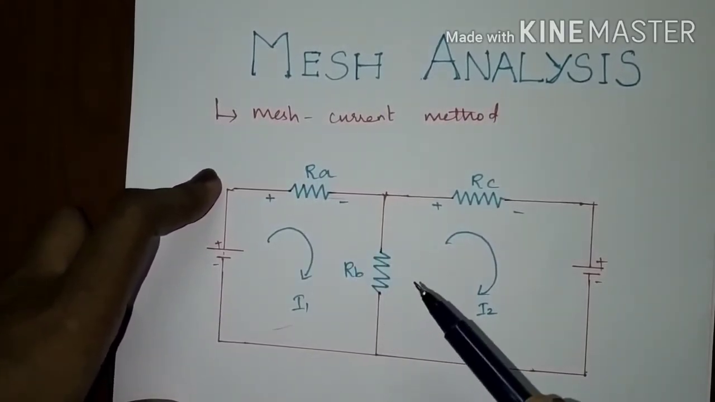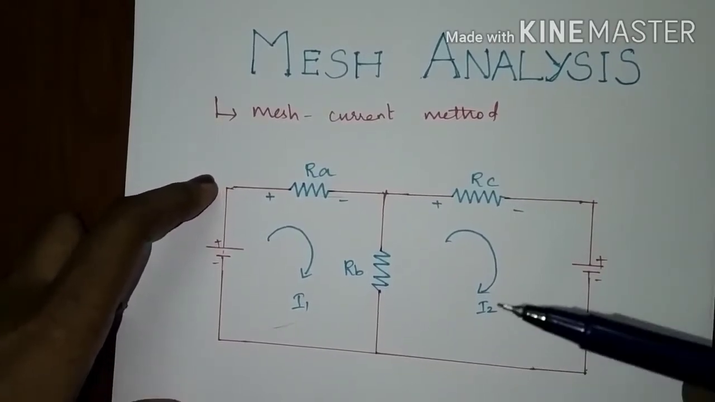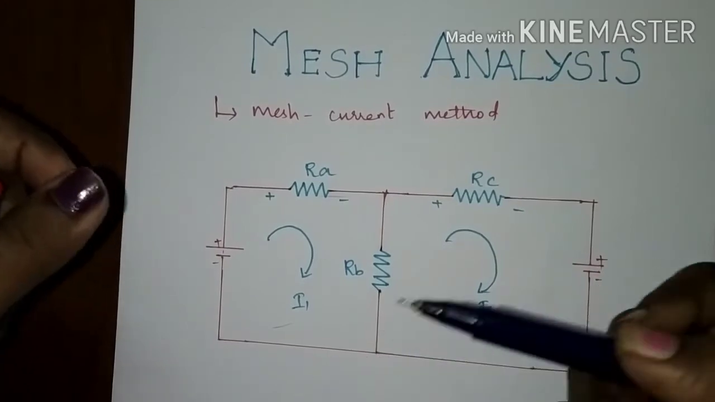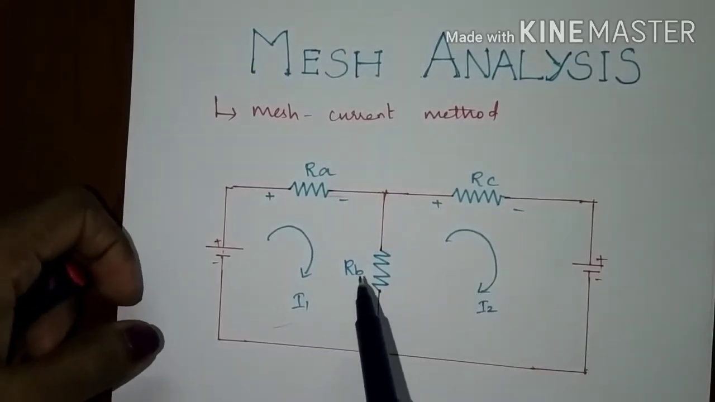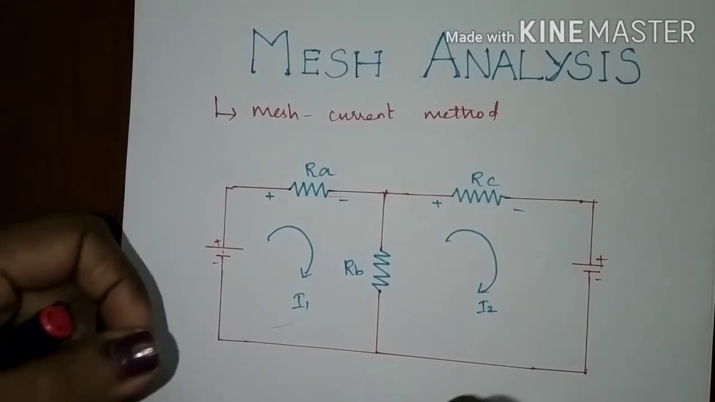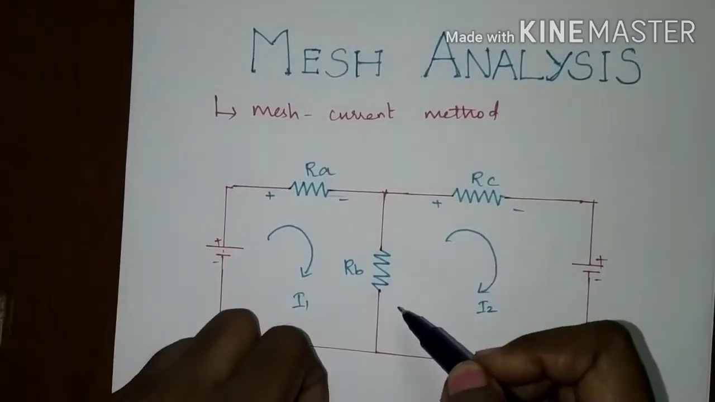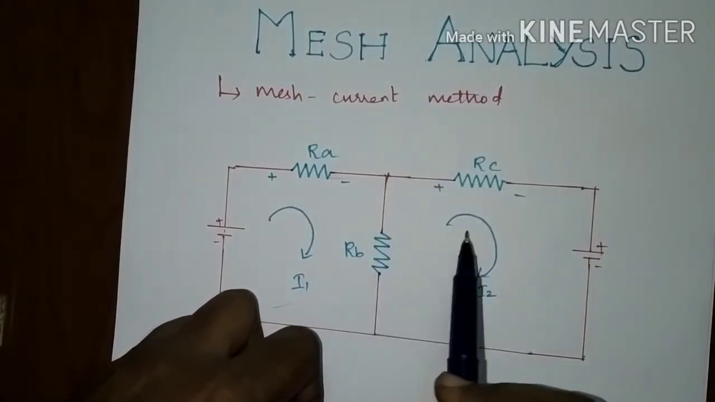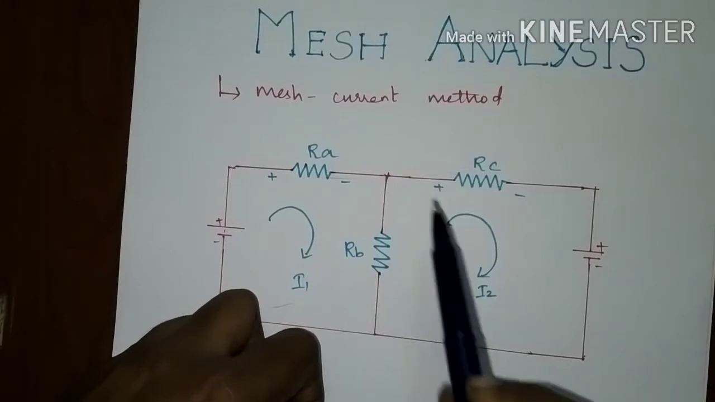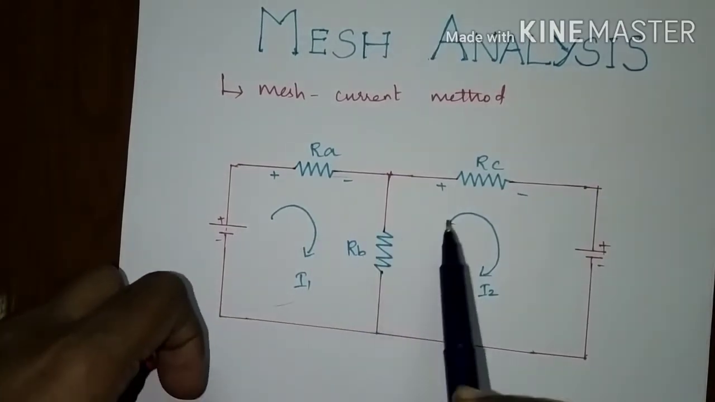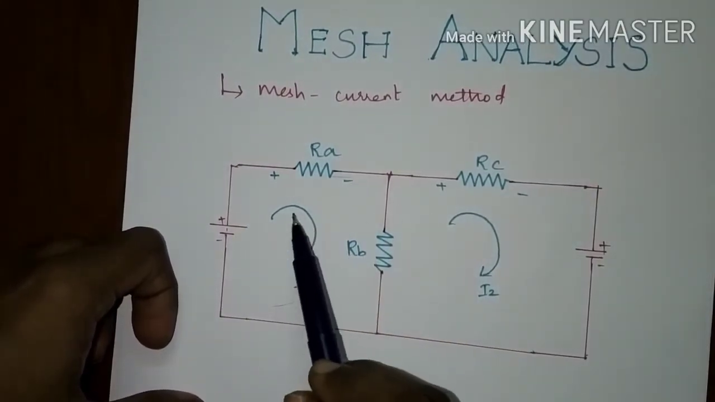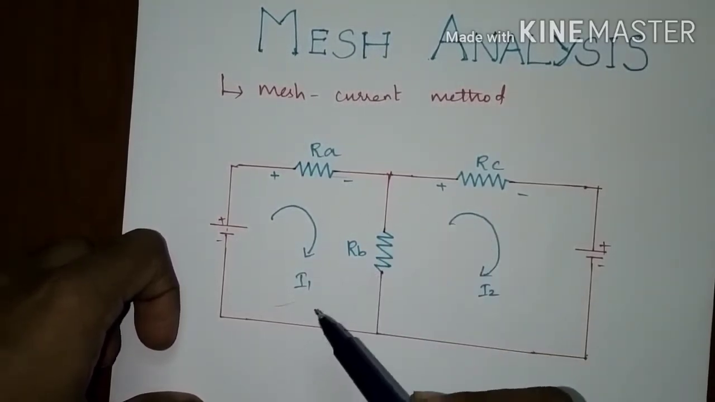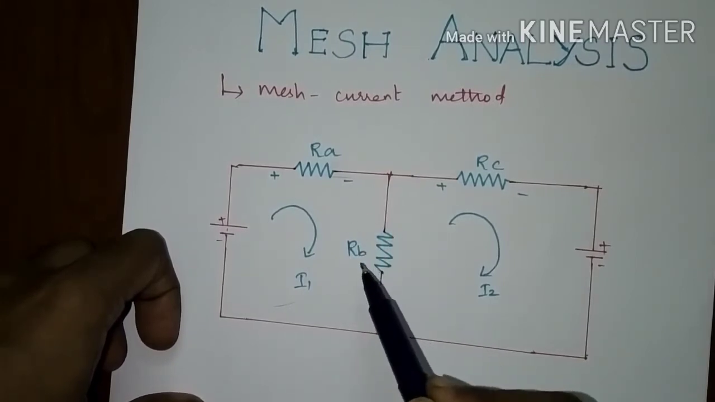And if a branch is common to two meshes, then that branch current will be equal to the sum or difference of the two mesh currents, when they have the same polarity or opposite polarity. Here in this figure, the resistance branch RB is common to the two meshes. So while finding the mesh currents, there may be a sum of I1 and I2 or a subtraction of I1 and I2, depending upon the polarity, the current flowing through RB can vary.